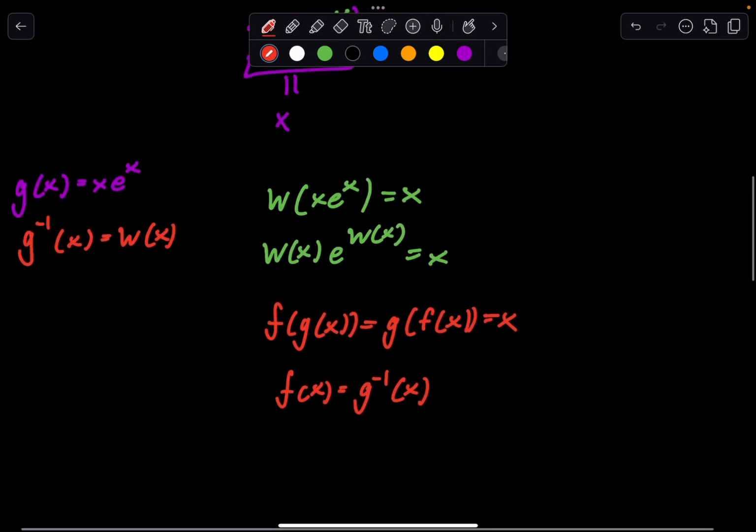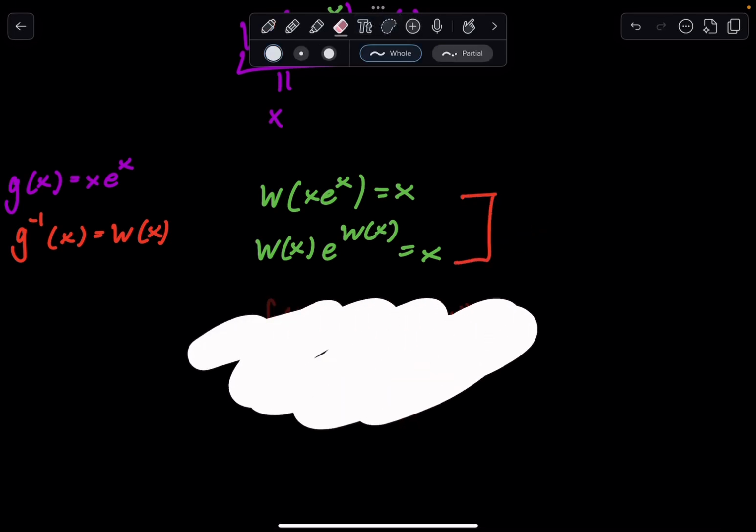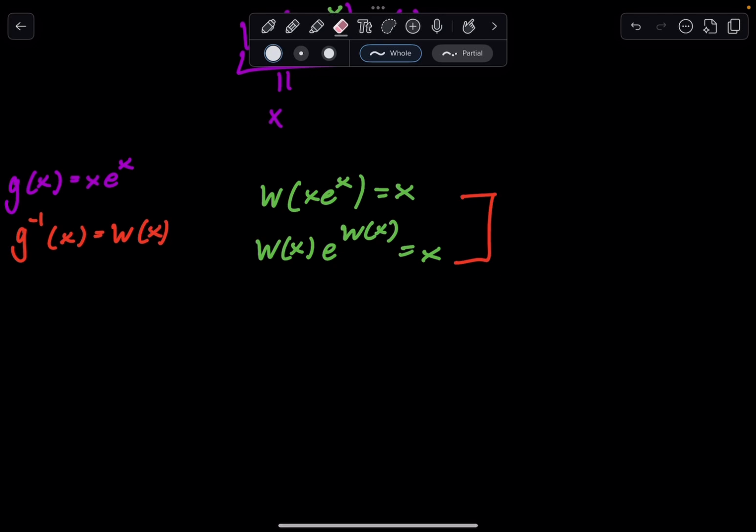So this holds true because we're plugging in our function W of x within our bigger function of x times e to the x, and it should output x both times, and it does, which means that these two functions are inverses. Now let's take a look where the W function, or the Lambert W function, even comes from in the first place.